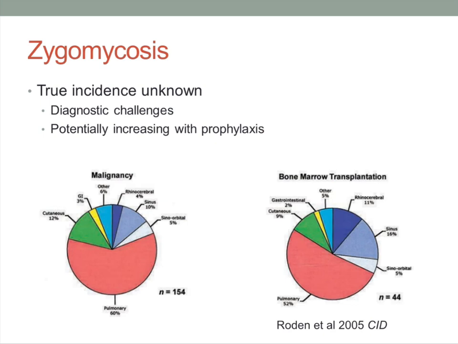For zygomycosis, shifting gears, one of the big challenges is that the true incidence is unknown. It's a lot of times even harder to grow than Aspergillus. This is a study from 2005, showing different sites of infection with zygomycosis. In hematologic malignancy overall, pulmonary is the most common at 60%, but like we said, you have cutaneous, sinus, and CNS involvement. In bone marrow transplant, a little bit more sinus compared to hematologic malignancy, but pulmonary is still the most common site.